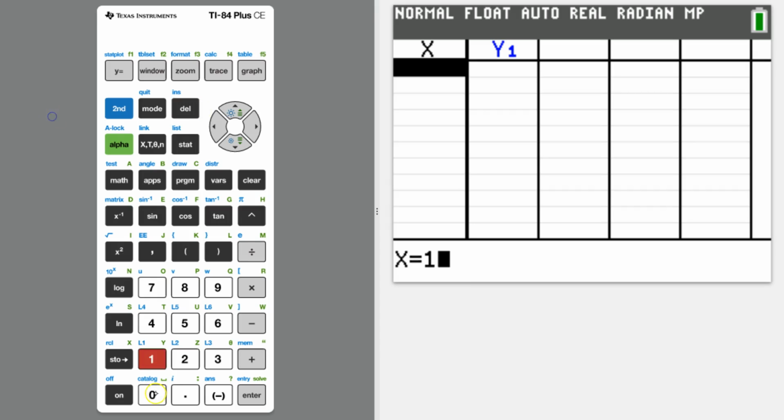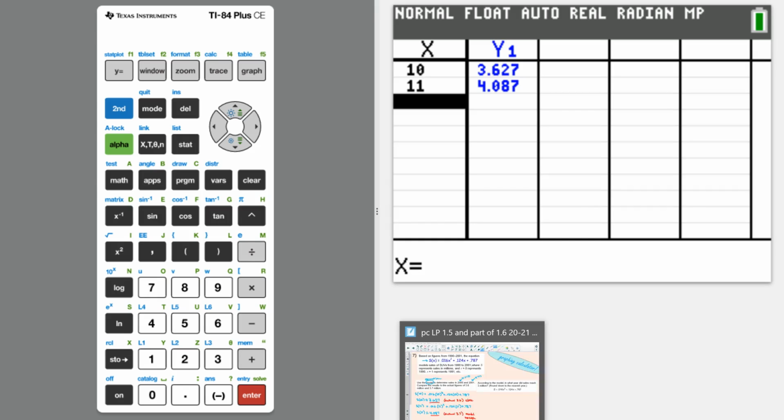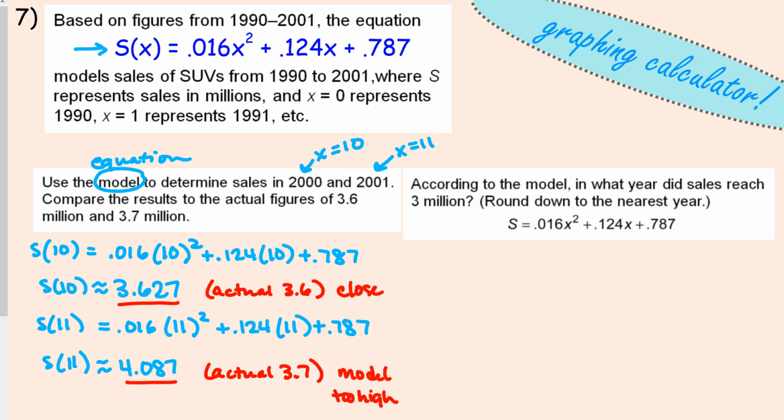We type in 10, we press enter, and it computes the value for us. We type in 11, we press enter, and it computes the value for us. So this is a really great way to compute values if you have a lot of values to compute, or if you have just a complicated expression. Okay, let's go back and finish the problem.